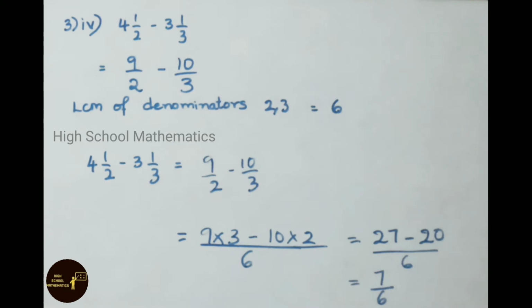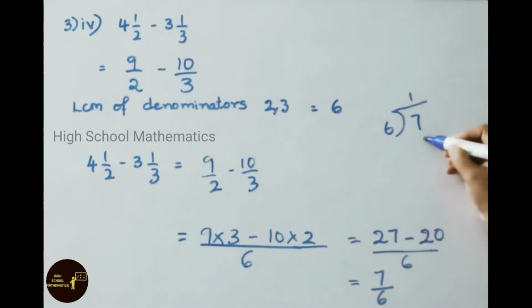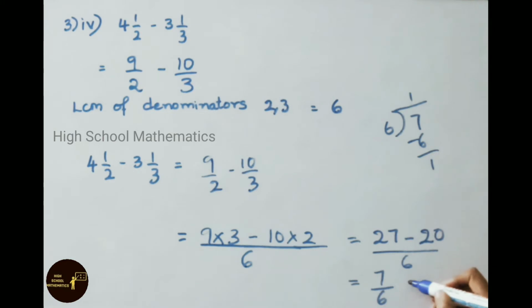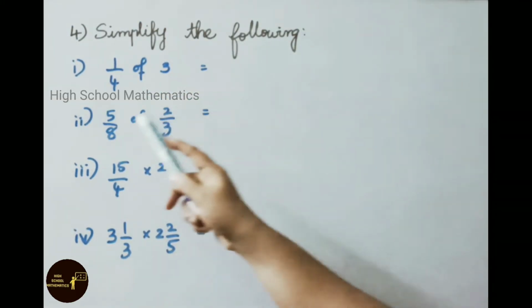This is an improper fraction. This can be converted to a mixed fraction by doing division. 6 table, 6 ones are 6, 7 minus 6 is 1. So the answer is 1 1 by 6. Write the answer 7 by 6 as 1 1 by 6. So this is our answer. Now question number 4. Simplify the following. See the first one.